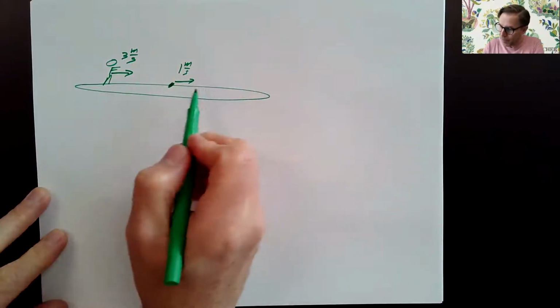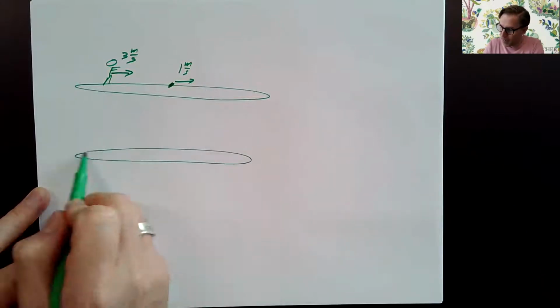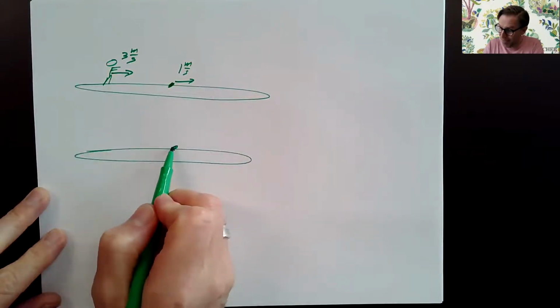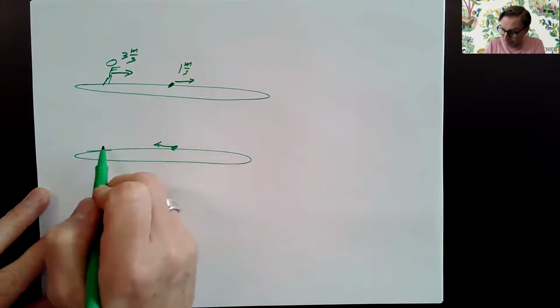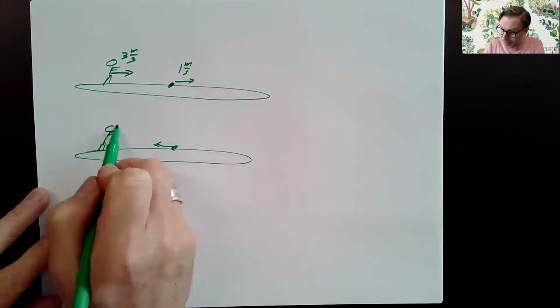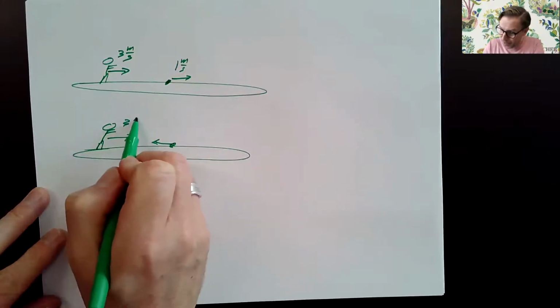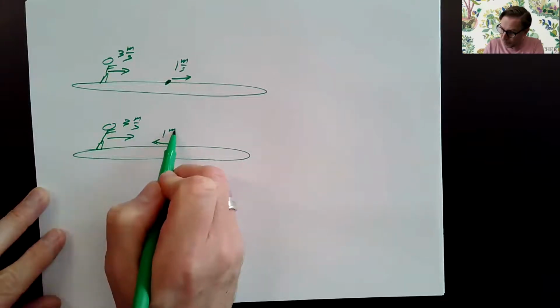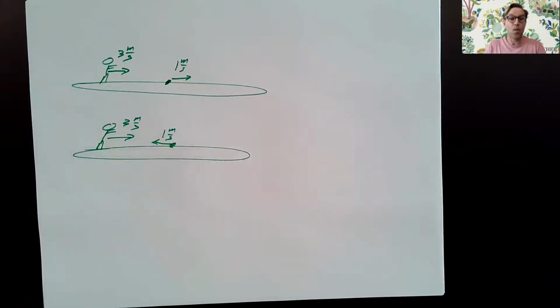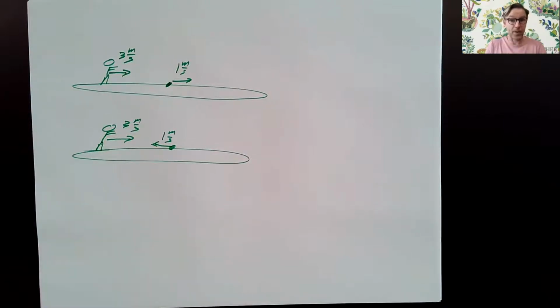So what if the little moving sidewalk is going this direction, but I'm still on it going this direction? Can you figure out what my velocity relative to the terminal is going to be?